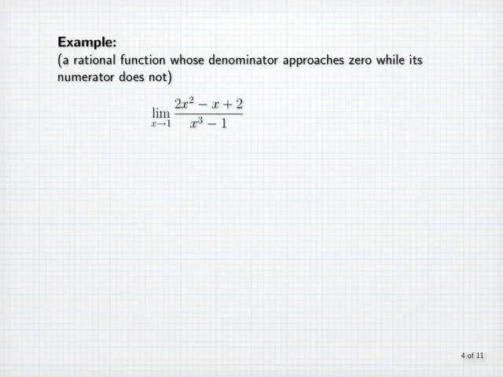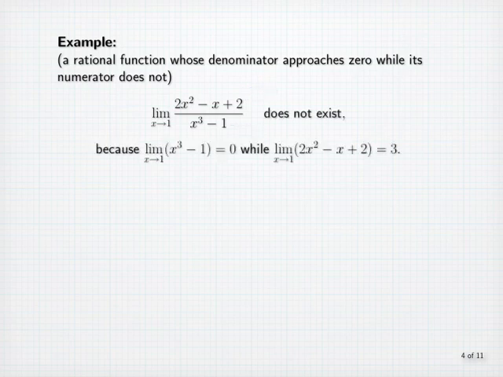When x is close to 1, the numerator is approximately 2 times 1 minus 1 plus 2, or 3. And when x is close to 1, the denominator is close to 0. So when x is close to 1, we're dividing something close to 3 by a very small number, which will produce a very large value. And the closer x is to 1, the larger those values will be. Therefore, the limit as x approaches 1 of this rational function does not exist. And this is all because the limit of the denominator is 0, while the limit of the numerator is not 0. Can we say something about one-sided limits here?